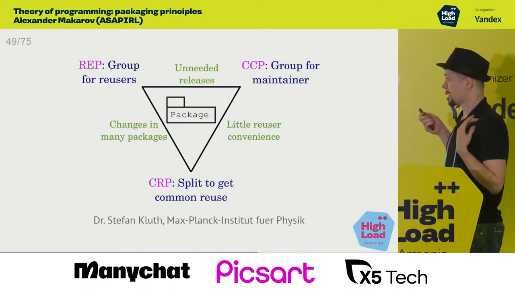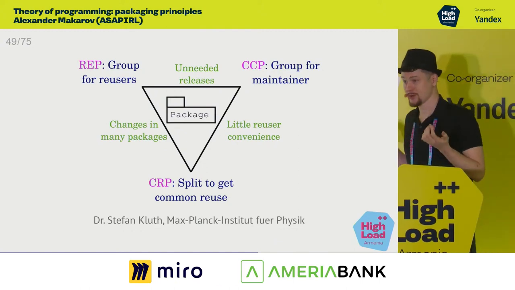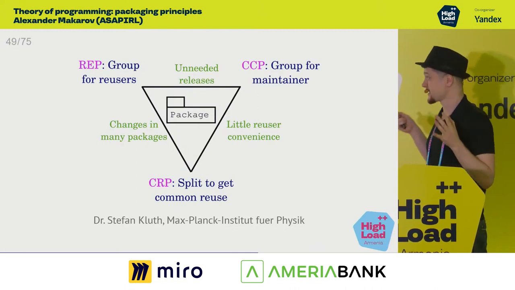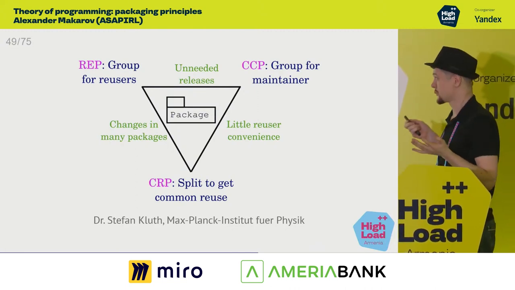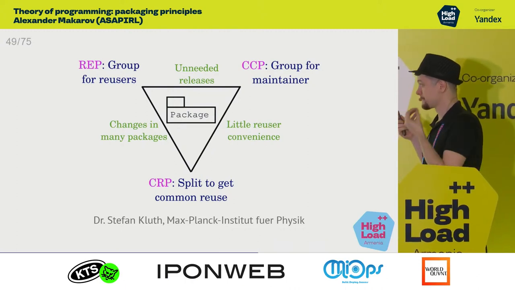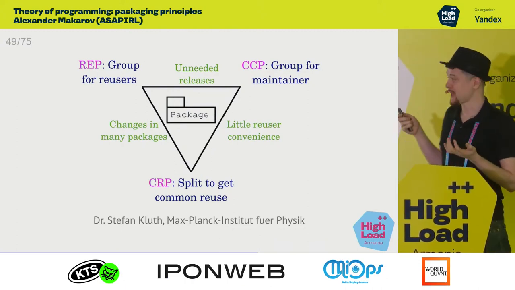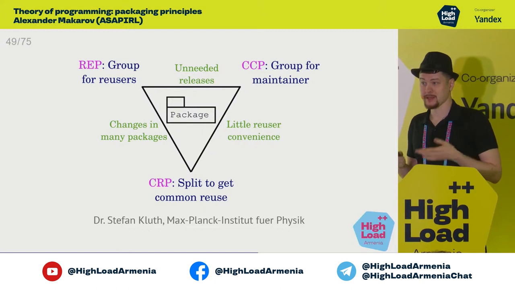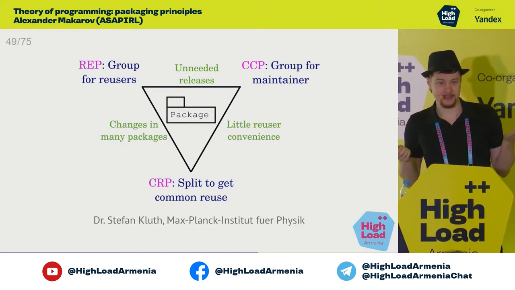So we can choose two, and we'll get very, very interesting side effects. Either we get unneeded releases if we choose REP and CCP, or we get changes in many packages if we choose REP and CRP, or we'll get little reuser convenience. So yeah, trade-offs, again, as usual.